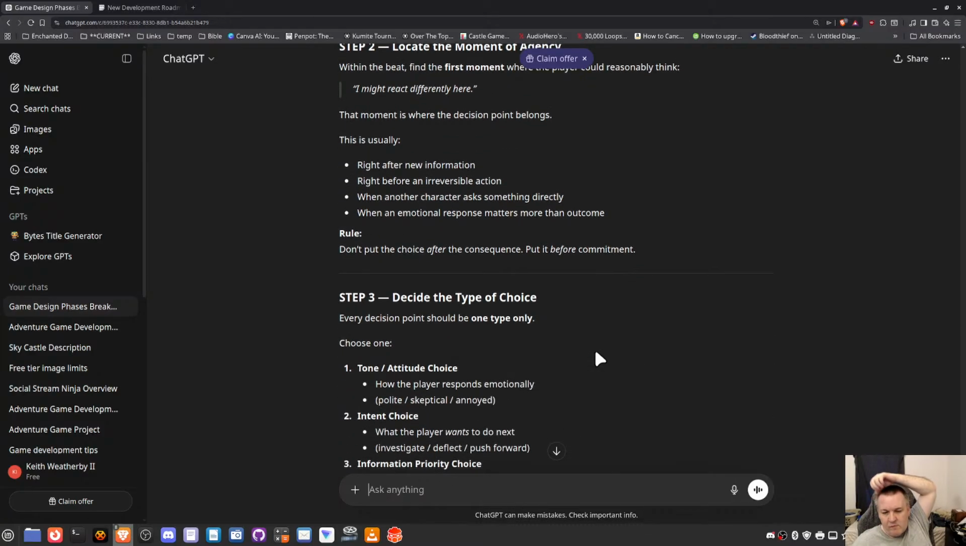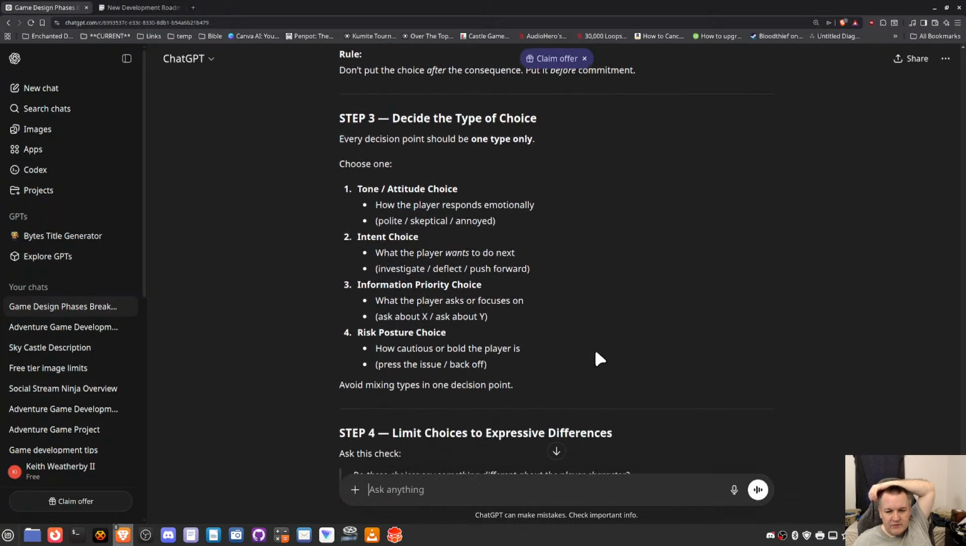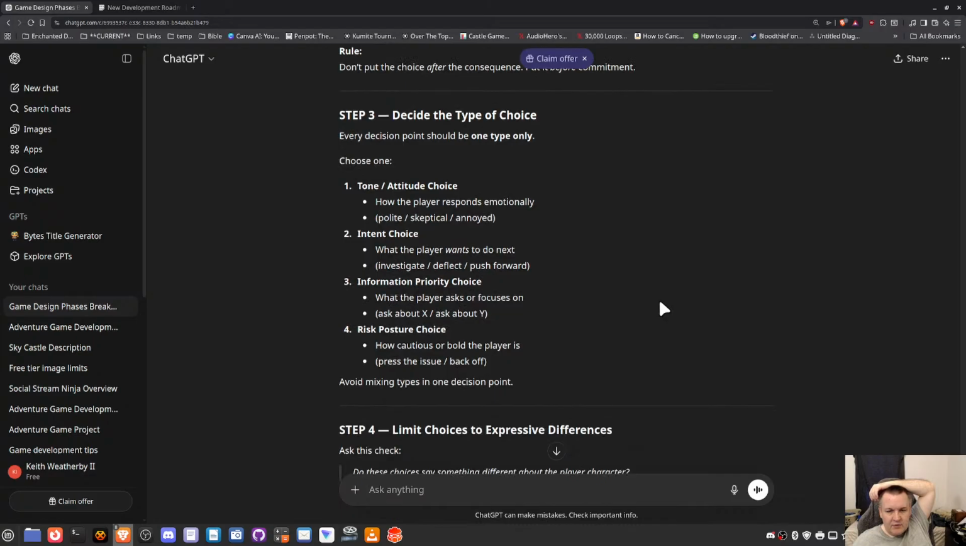Okay. Step three: decide the type of choice. Every decision point should be one type only. Choose one. One, tone and attitude choice: how the player responds emotionally, polite, skeptical, annoyed. Two, intent choice: what the player wants to do next, investigate, deflect, push forward. Three, information priority choice: what the player asks or focuses on. Ask about X, ask about Y.